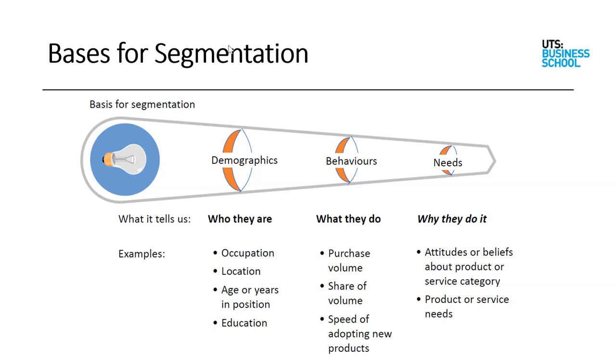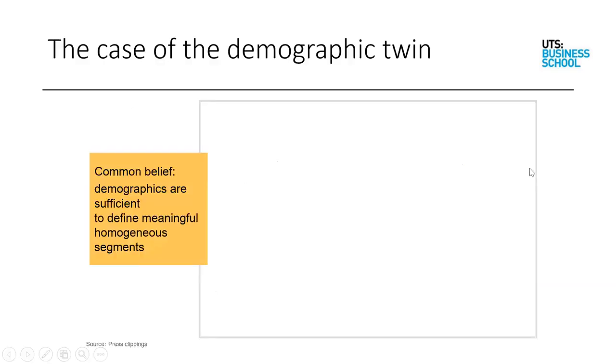Okay. The important thing about demographics is you are able to answer the question of who these people are who exist in the market. Behaviors is what they do, and needs is why they engage in certain behaviors or why they purchase certain products. So those are the three most common bases of segmentation. However, like I told you, need-based segmentation is the best of all.